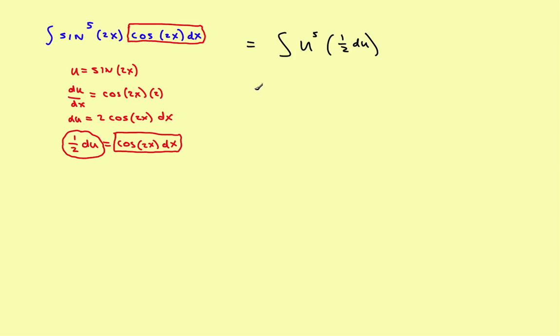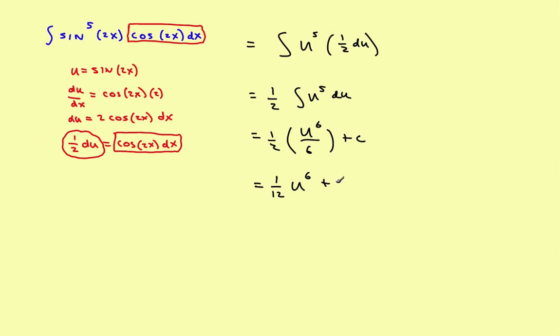Notice, much easier than that previous problem. So this will become 1/2 the integral of u to the 5th du, which would become 1/2 of u to the 6th divided by 6, and then tack on a plus c. And then finally that'll become 1/12 of u to the 6th plus c. And then in the last step, substitute u with what it's equal to, and u was equal to the sine of 2x, so this would be the sine of 2x, the whole thing to the 6th power plus c. So notice, this is much easier than the other one.